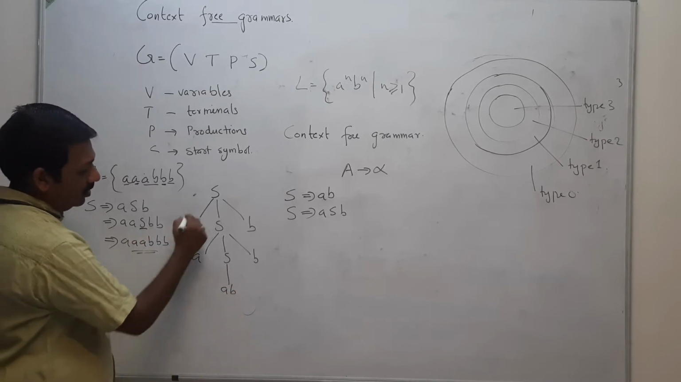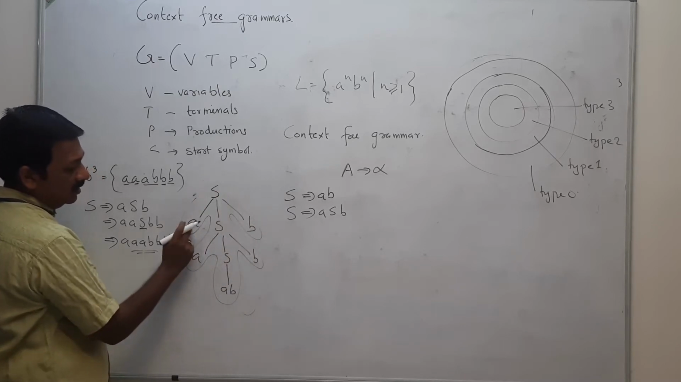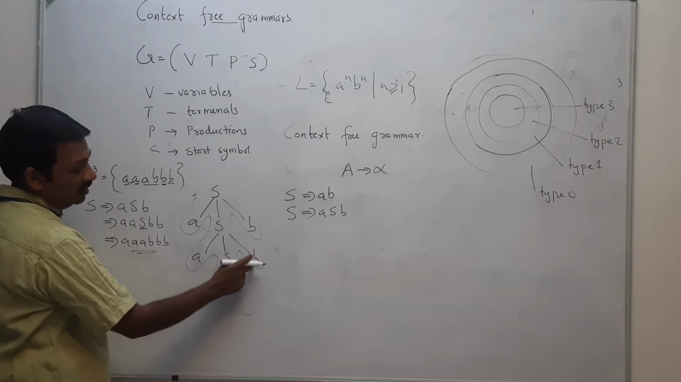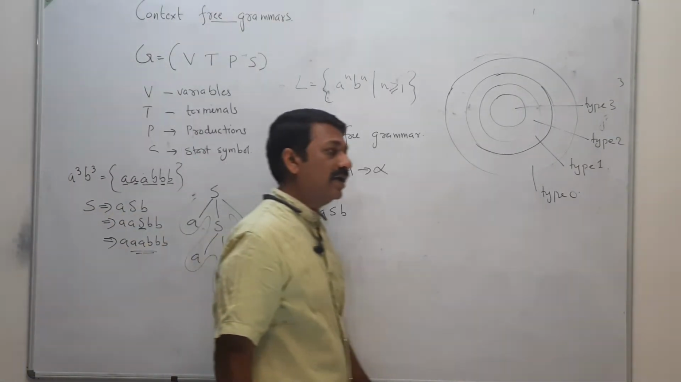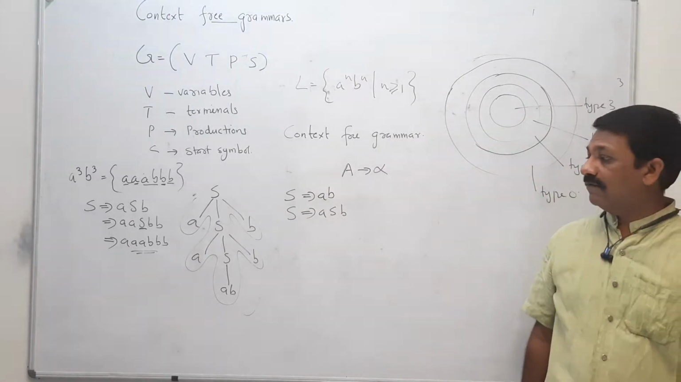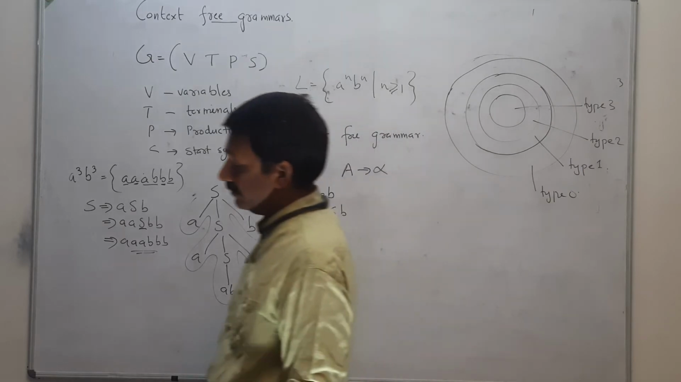Okay. Now when you are traversing this like this, this is a b b b. That is the final string. That's the final a b b b. That is the final string. Okay.